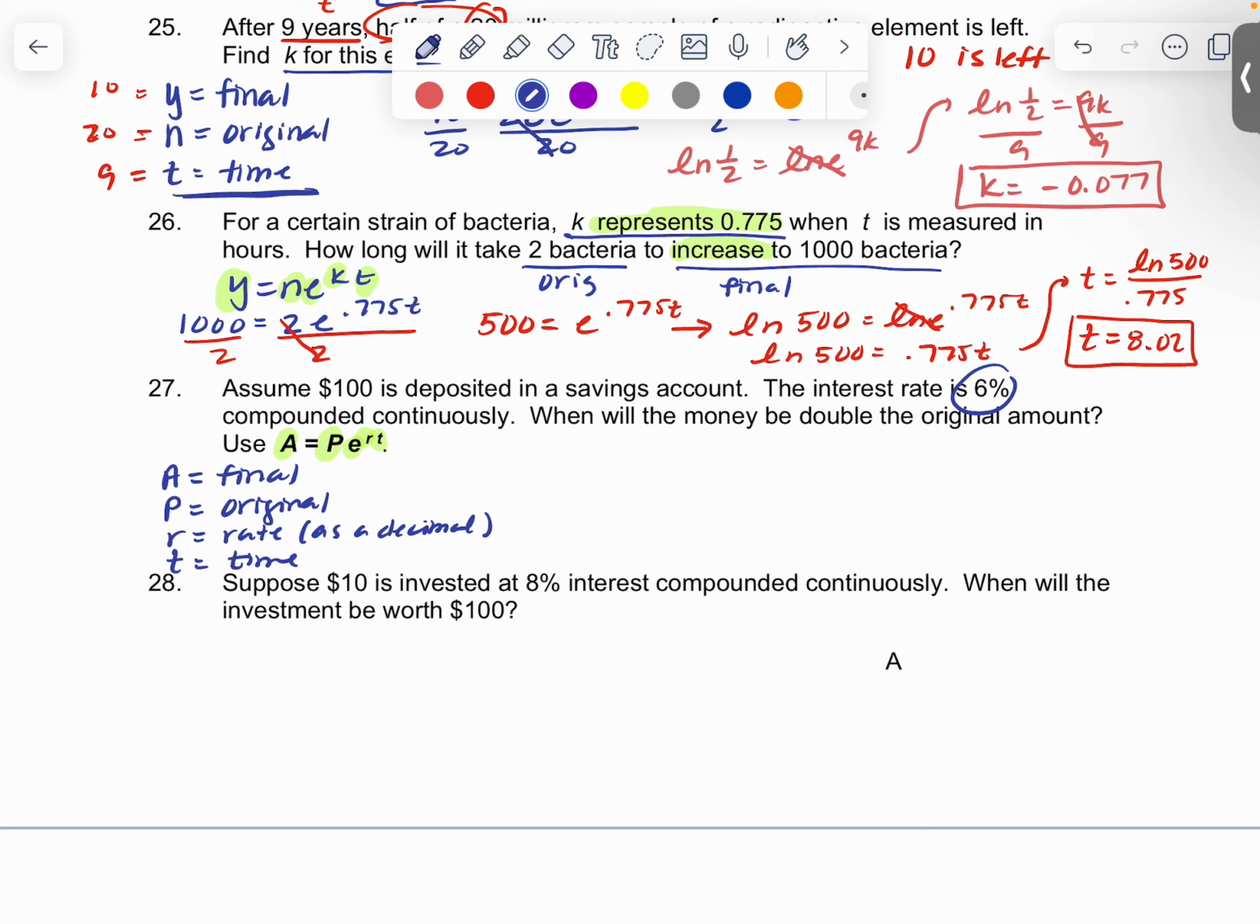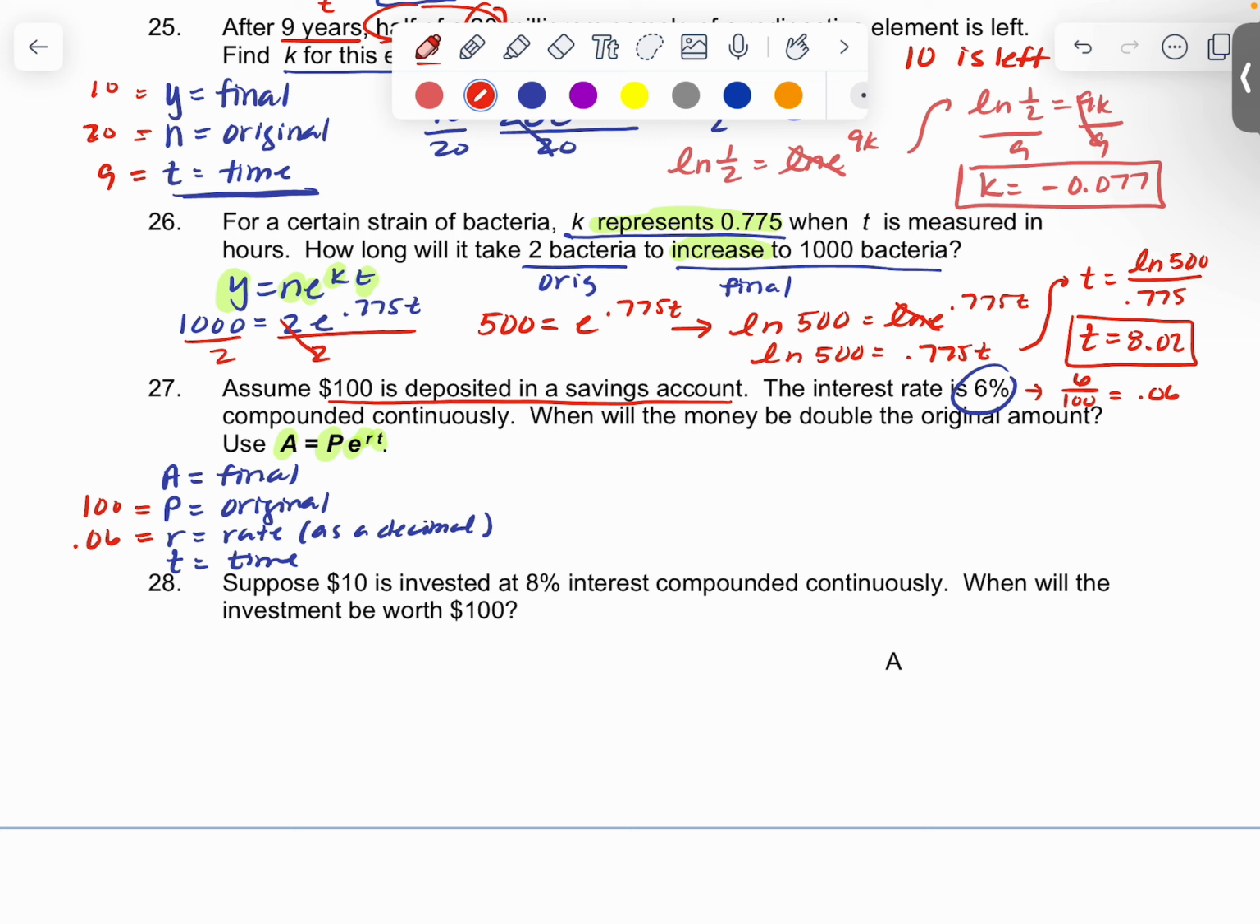Okay, so let's see what we can plug in. Let's see what they gave us. They said, assume $100 is deposited in a savings account. So this is the original amount. The P is 100. Your grandma gives you $100, you put it in the bank. The interest rate is 6%. So the rate is 6%, but as a decimal, remember to change 6% to a decimal, we either do 6 divided by 100 or just move the decimal 2 places to the left, which is 0.06. If you do not change it, you will get it wrong. So please be careful with this one.